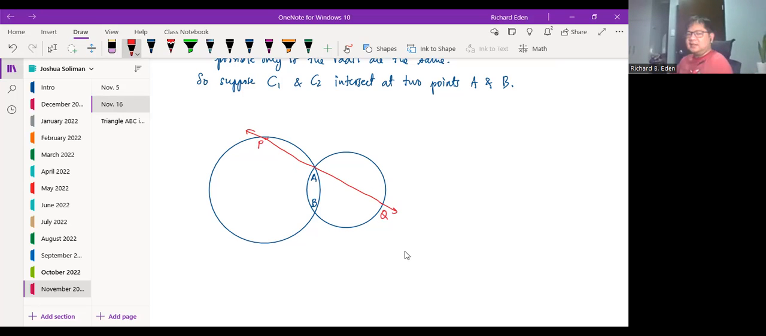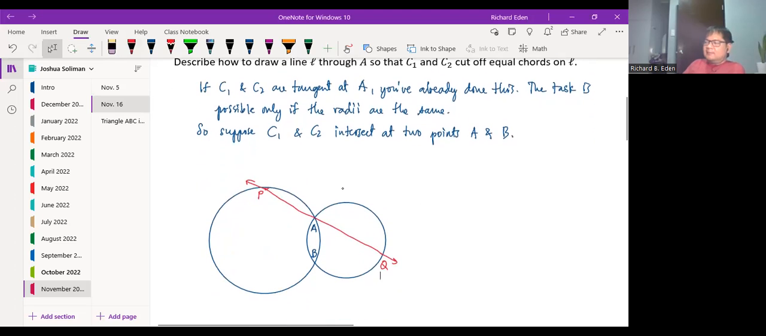Now, our task is to be able to draw the line, to describe how to draw the line, and that would be equivalent to figuring out where point P should be. Once we set up an algorithm which tells us where point P should be drawn, all you need to do is connect P with A and extend it until it intersects the other circle at point Q. Or equivalently, if this algorithm tells us where point Q is on the right side, then extend QA until it meets the left circle at point P.